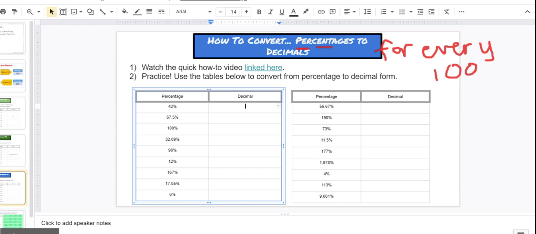So in order to sort of undo this for every 100, or this idea that we've multiplied it by 100 when we start with a decimal, we need to do the inverse, the flip flop, sort of the opposite operation. So in this case, if we start with a percentage of 42%, this is kind of handy, this little percentage symbol.